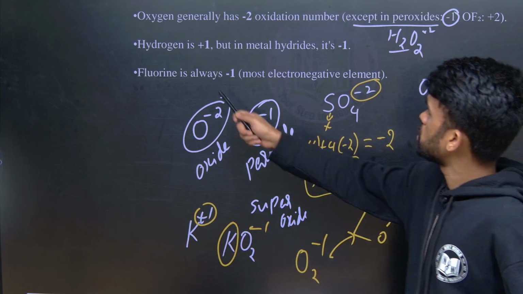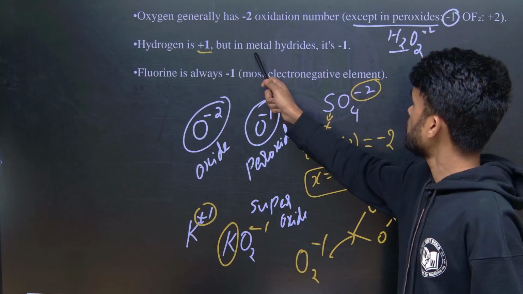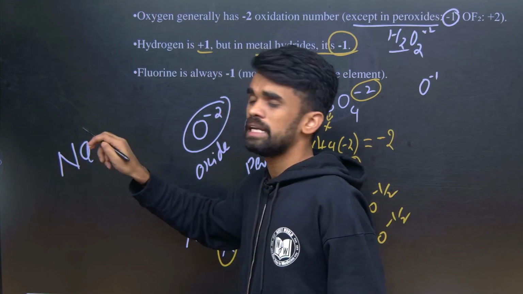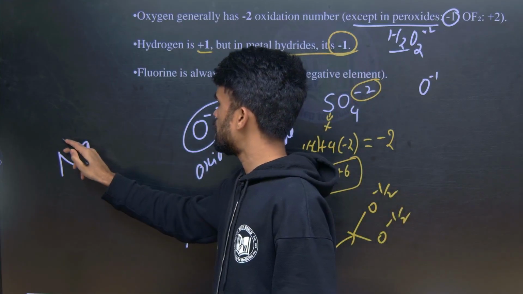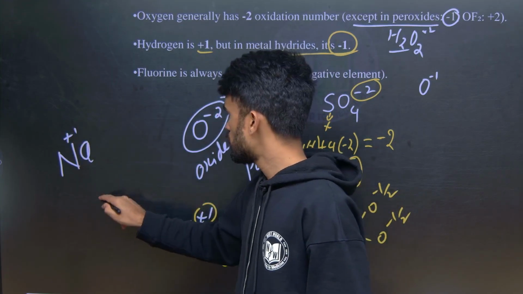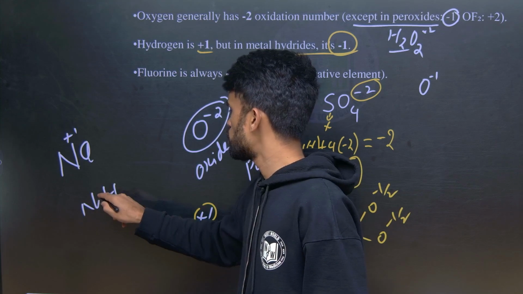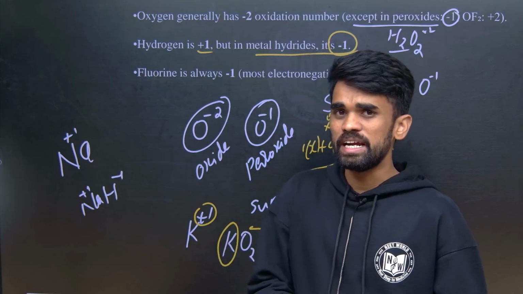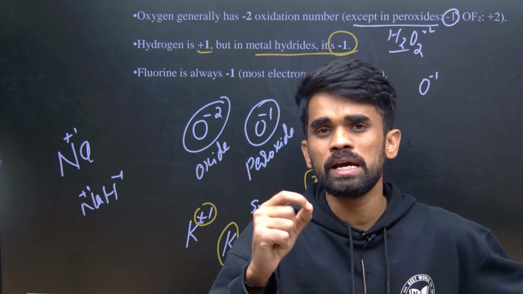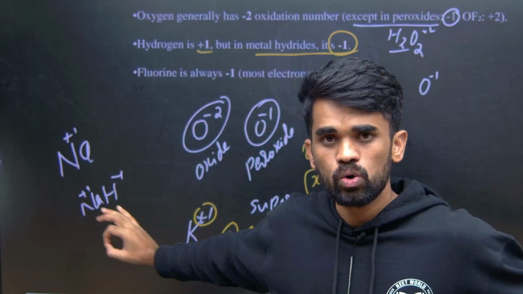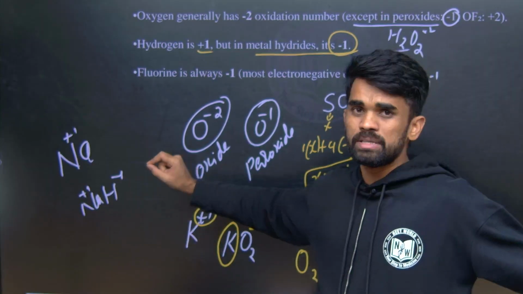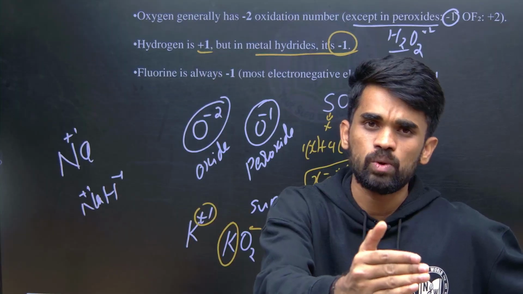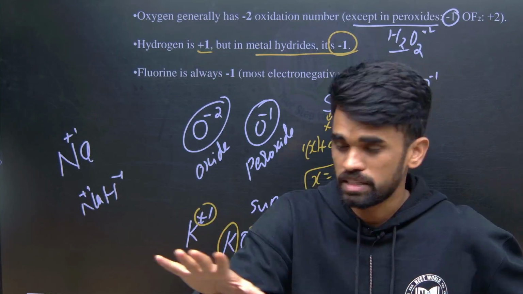Next, hydrogen is +1, but in metal hydrides it is -1. Always remember, alkali metals are highly electropositive, they always contain +1 oxidation state. Now if hydrogen is attached to sodium, sodium should be +1 and hydrogen will be -1. Finding the oxidation state is purely based on the electronegativity difference. Whichever atom is more electronegative, give the negative charge to that, and for the electropositive or less electronegative atom, give positive charge. That's it, very simple.